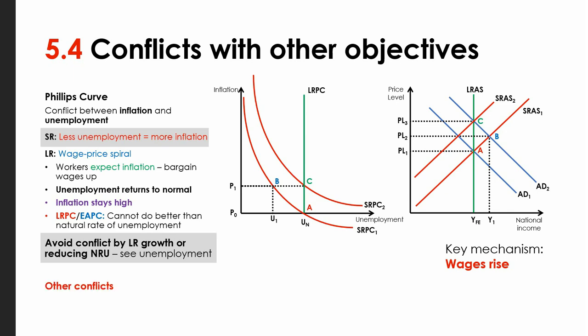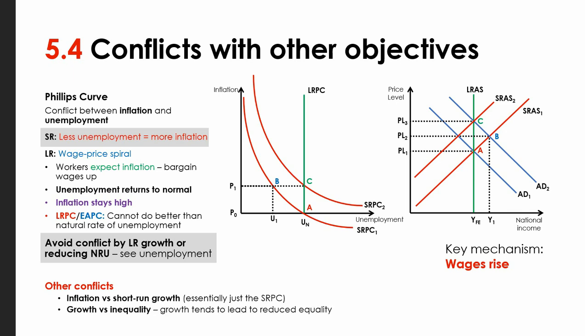There are other conflicts worth mentioning that we need to be aware of, things like the conflict between inflation and short-run growth. That's just our Phillips curve, really, isn't it? If we increase growth using demand-side policies, short-run growth will get inflation. Things like growth versus inequality. As we get high growth, we tend to get higher inequality. Or perhaps growth now versus future growth. Economies might be able to grow now quite quickly at the expense of growth in the future. And that might be because of environmental considerations. But this conflict between inflation and unemployment, or inflation and growth, is our main conflict that we'd want to talk about if we were discussing conflicts in an exam.